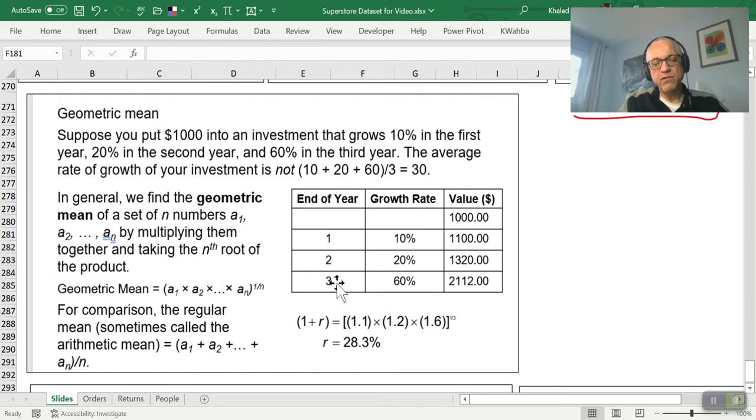Looking down here, it's 1.1 because it's 1 plus r, where r is the interest rate. For the first year, it's 1.1. The second year, 1.2 because it's 20%. The third year, it's 1.6 because it's 60%. If you multiply all these components together and take the third root, you get r equal to 28.3%, and you can see there is a difference, and it could be a very big difference when it comes to high investment. 28.3 is really different from 30.